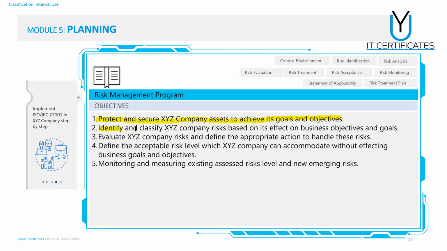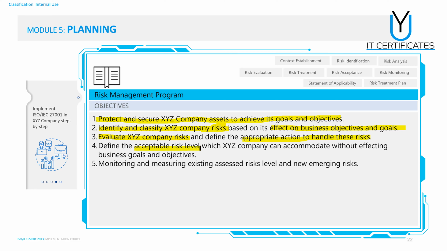We have to identify and classify XYZ company risks. Okay, we have to define the risks based on their effect on business goals and objectives. Also, we have to evaluate the company risks and decide what the appropriate action or treatment is to handle these risks.